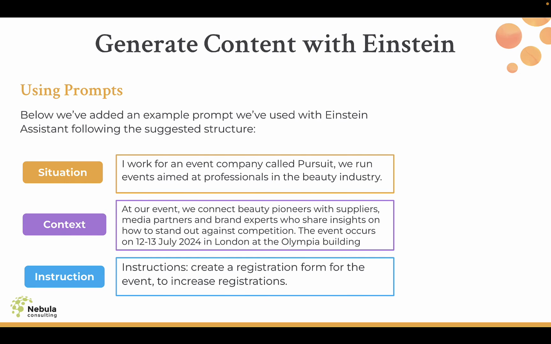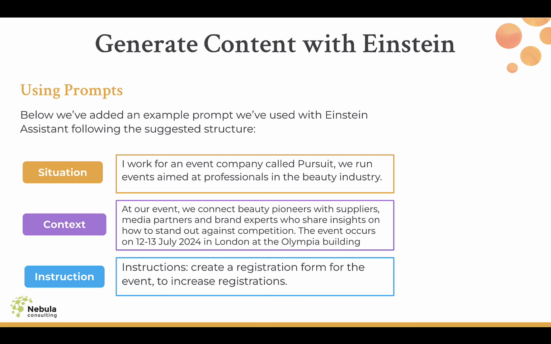For example, here's a prompt that we've used throughout this demo to create our email, form and landing page. We provide the situation, such as we work for a company called Pursuit and we run events aimed at professionals in the beauty industry. And then we provide context. At our event, we connect beauty pioneers with suppliers, media partners and brand experts who share insights on how to stand out against competition. The event occurs on the 12th to 13th of July 2024 in London at the Olympia building. Now we just need to provide the instruction. Create a registration form for the event to increase registrations.